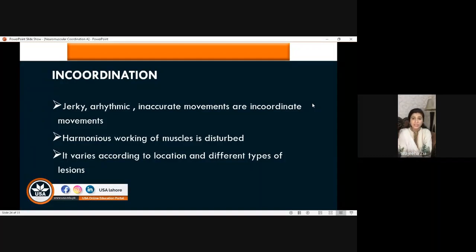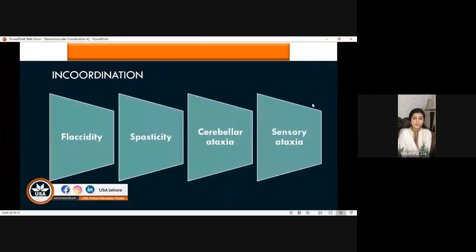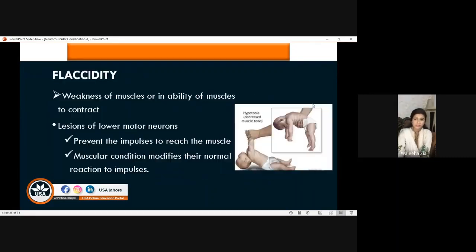Irregular movements, and these are the inaccurate movements, which are basically because of the loss of the harmonious activity of the muscle along with the lines of the brain's nervous control. So these are the four types of incoordination: the flaccidity, spasticity, cerebellar ataxia, and the motor ataxia, which is also known as the flaccidity. The first incoordination cause is the flaccidity. Whenever there is an injury of lower motor neurons, of motor pathways, or of the nerve supply, the muscle will become flaccid.